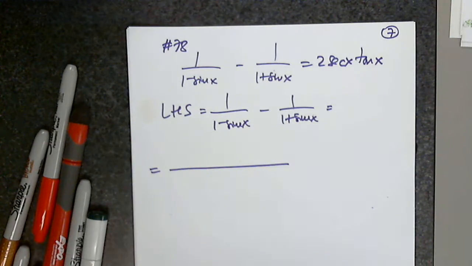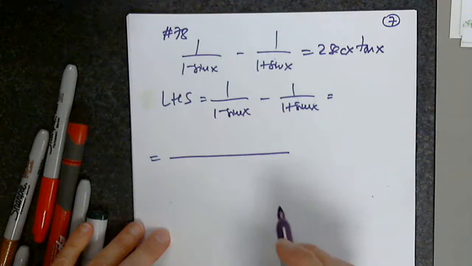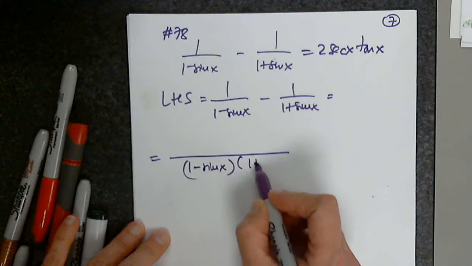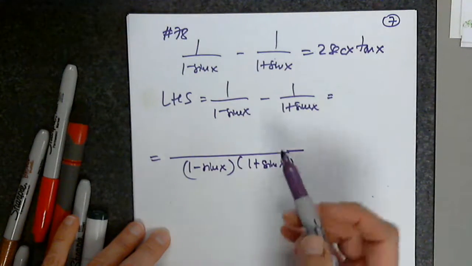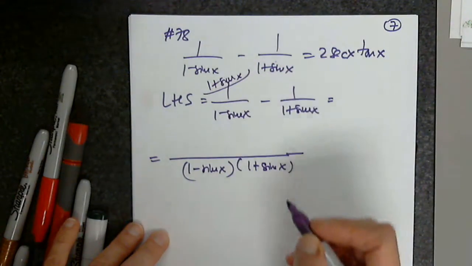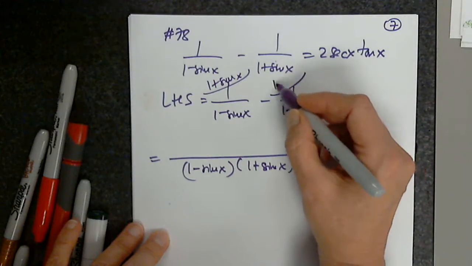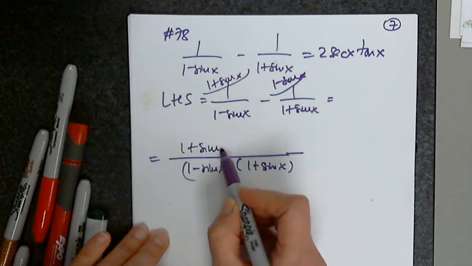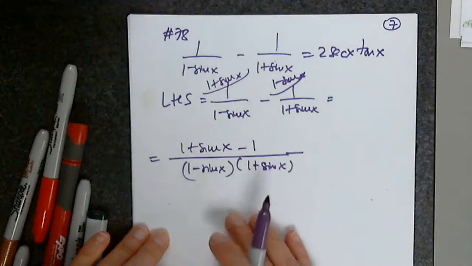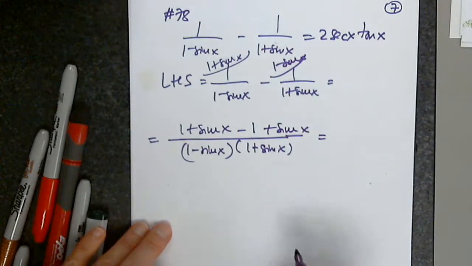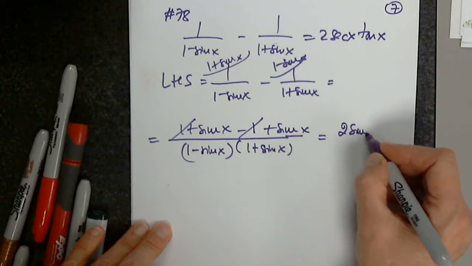So the least common denominator, we start from the left, the least common denominator would be? I have to write first 1 minus sine x times 1 plus sine x, correct? Now this one needs 1 plus sine x. What does this one need? 1 minus sine x. Can anyone give us the numerator? 1 plus sine x minus 1 plus... very good. So the positive 1 with negative 1 go away. So there is a 2 sine x.